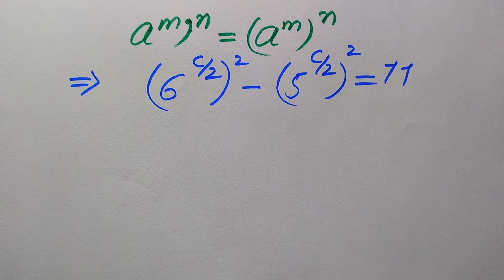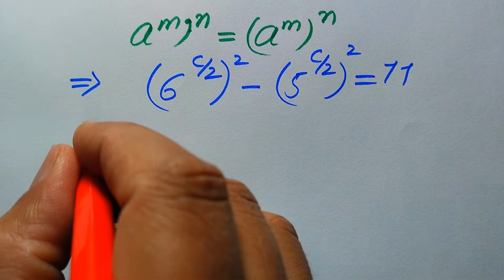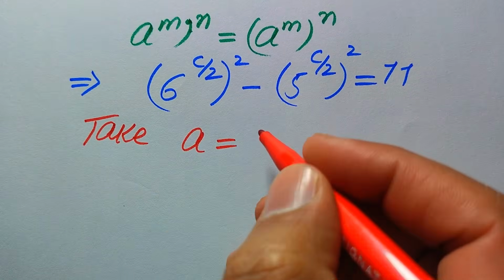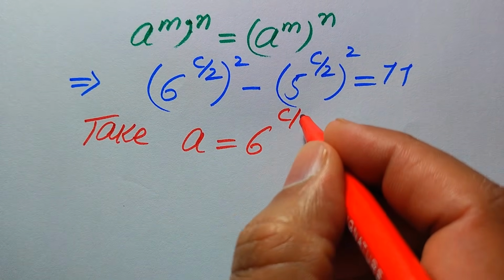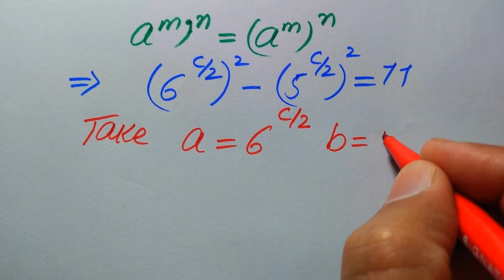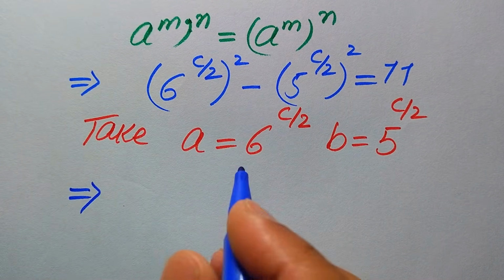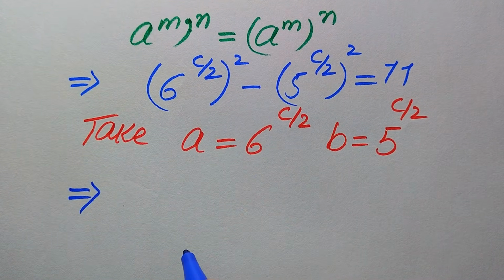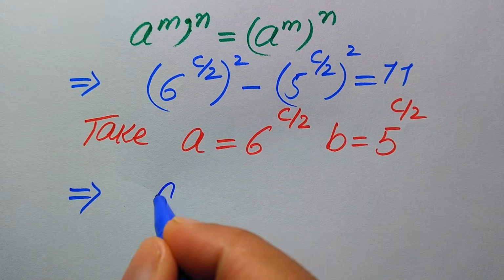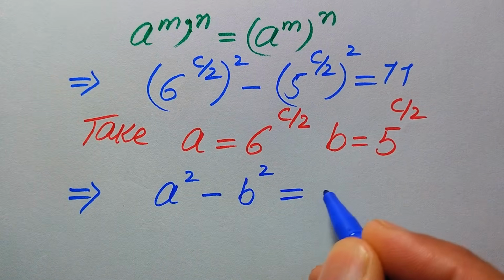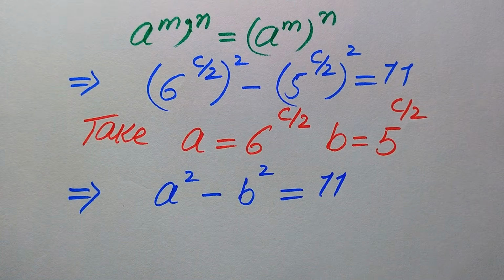And now further in the next step we need to take a little bit more simplification, so we will substitute, or we will take the base of this term, that is a is equal to 6 to the power of c over 2, and we take b is equal to 5 to the power of c over 2. So when we substitute these two values of a and b into the above equation, it will be written as a square minus b square, and this is equal to 11.